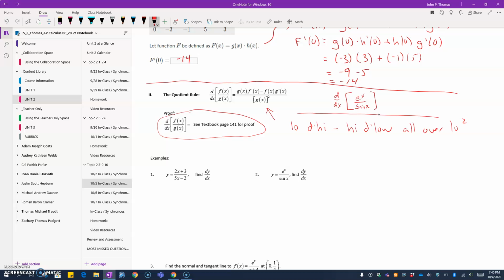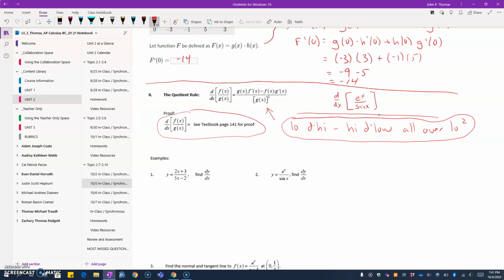But again, the more often you say that, low d high minus high d low all over low squared, it's really going to stick. I've had students in the past come back to me and say, I was taking a Calc 3 test, and in the middle of the test, I found myself chanting to myself, low d high minus high d low all over low squared. It's just a way to help you remember. It's easier than thinking of denominator times the derivative of numerator minus numerator times the derivative of denominator all over the denominator squared. That's a lot to remember versus low d high minus high d low all over low squared, which is a little easier to keep in your head when you're working with these problems.